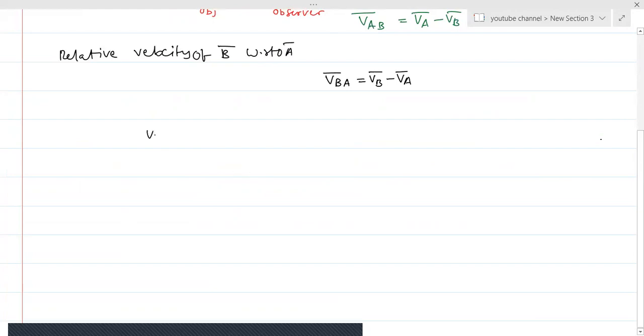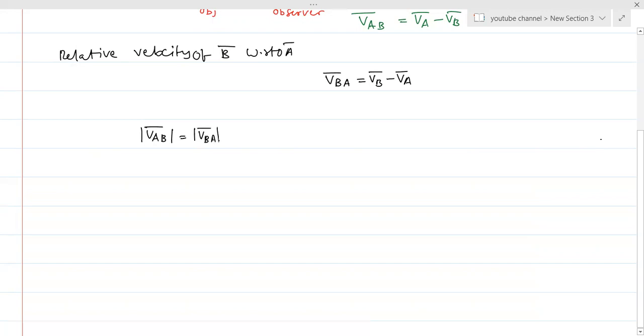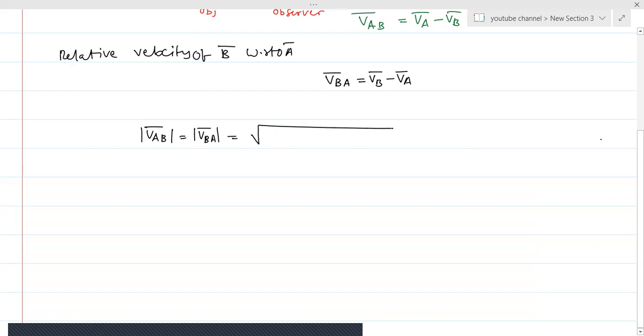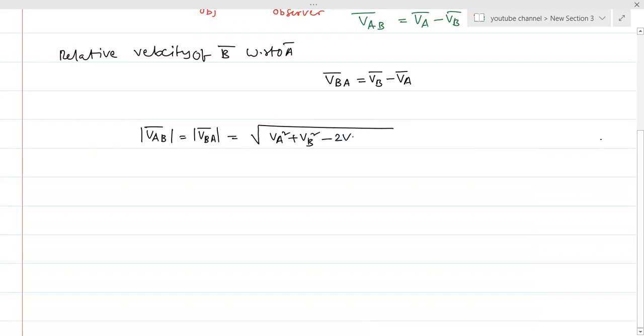Suppose you are interested to know the magnitude of either VAB bar or VBA bar, we will understand this as the subtraction of the vectors. Therefore we will write a formula like p square plus q square minus 2pq cos theta. So we will get VA square plus VB square minus 2 VA VB cos theta here. In this way, we will understand the difference.